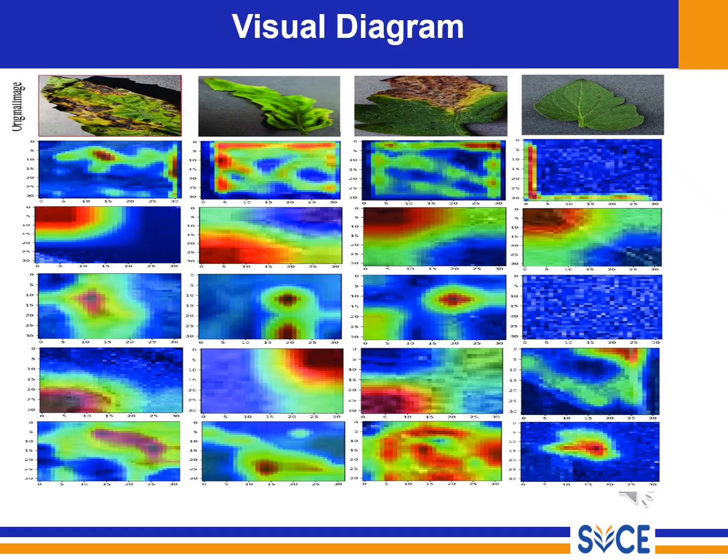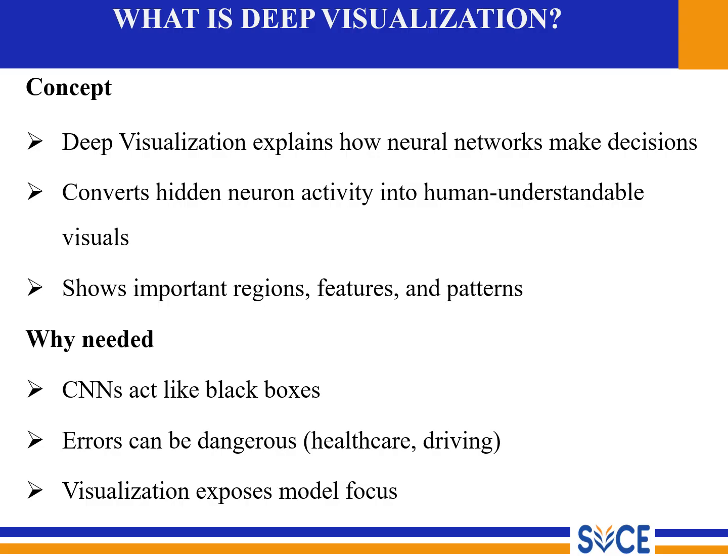This is the visual diagram of deep visualization. It is used to understand how the neural network makes decisions. So what is deep visualization? Deep visualization, as I already told, shows how the neural network makes decisions, converting hidden neuron activity into human-understandable visuals, showing important regions, features and patterns. CNNs act like black boxes. Errors can be dangerous and visualization exposes model focus.